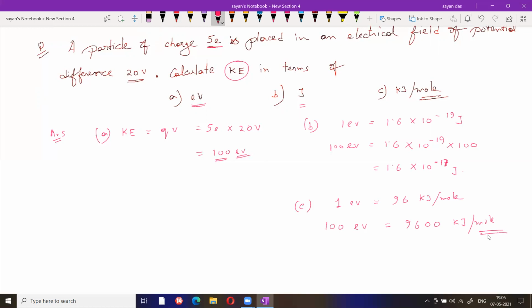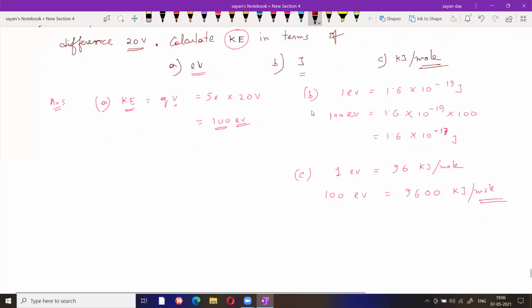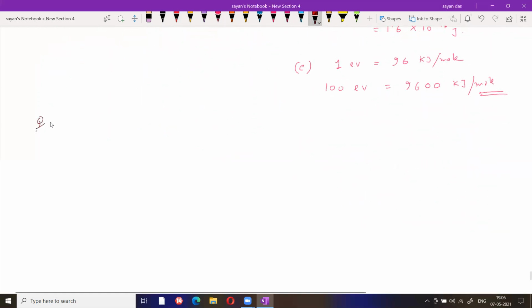Any doubt regarding this part? No, sir. Okay, then I will give you another question. Suppose here we have to calculate kinetic energy. In some cases, maybe kinetic energy value is given and Q value is given, and you have to find out the volt, or kinetic energy is given and volt is given, and you have to find out the Q. This type of question can arise also. So the next one: kinetic energy is given as 200 eV, and volt is given as 10 V. What is the value of Q? Find out.